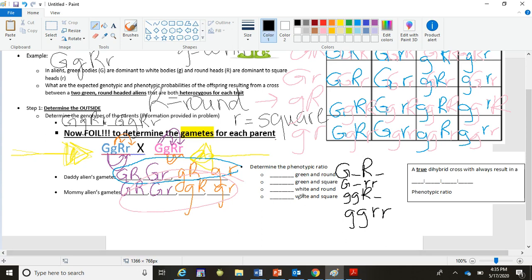So we're going to go through and count how many have at least one capital G and one capital R, meaning they're both green and round, and we're going to put that number here. This number is going to be out of 16. Then we're going to count how many are green and square, meaning they have at least one capital G and then two little r's. So you kind of get the gist.